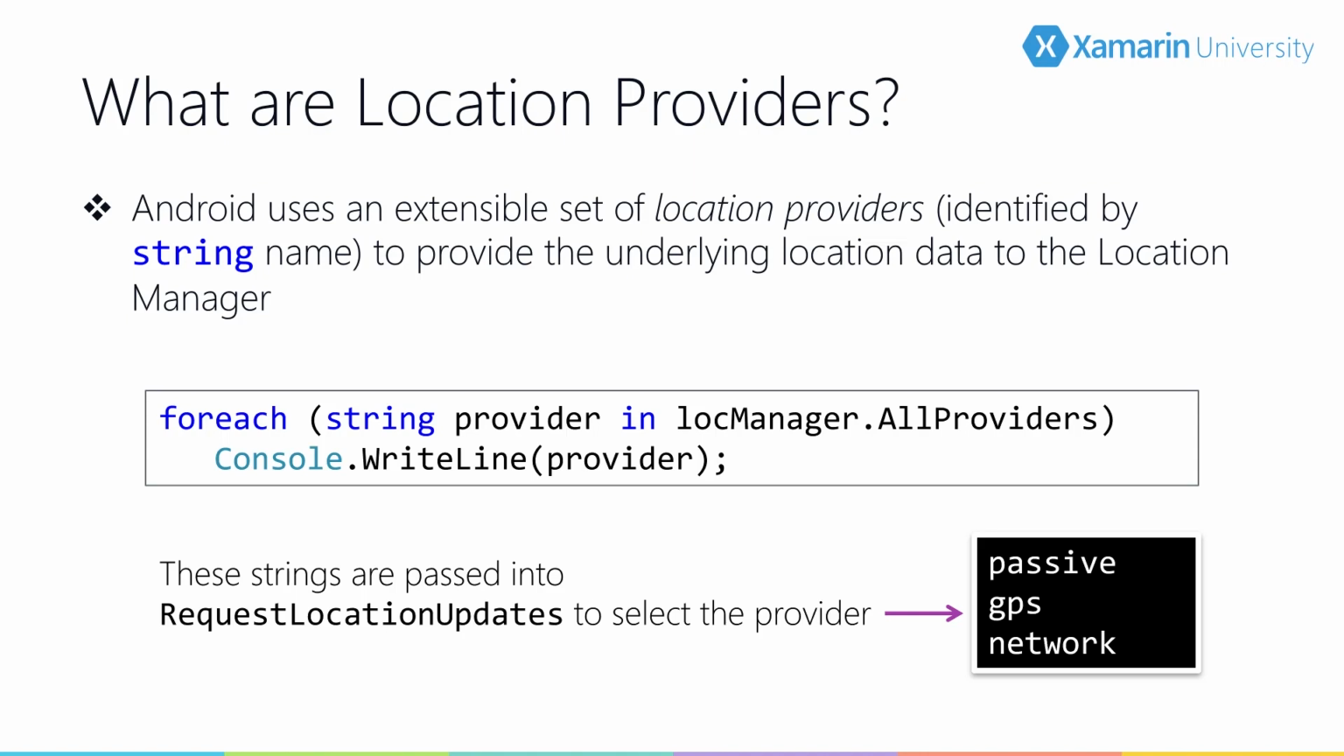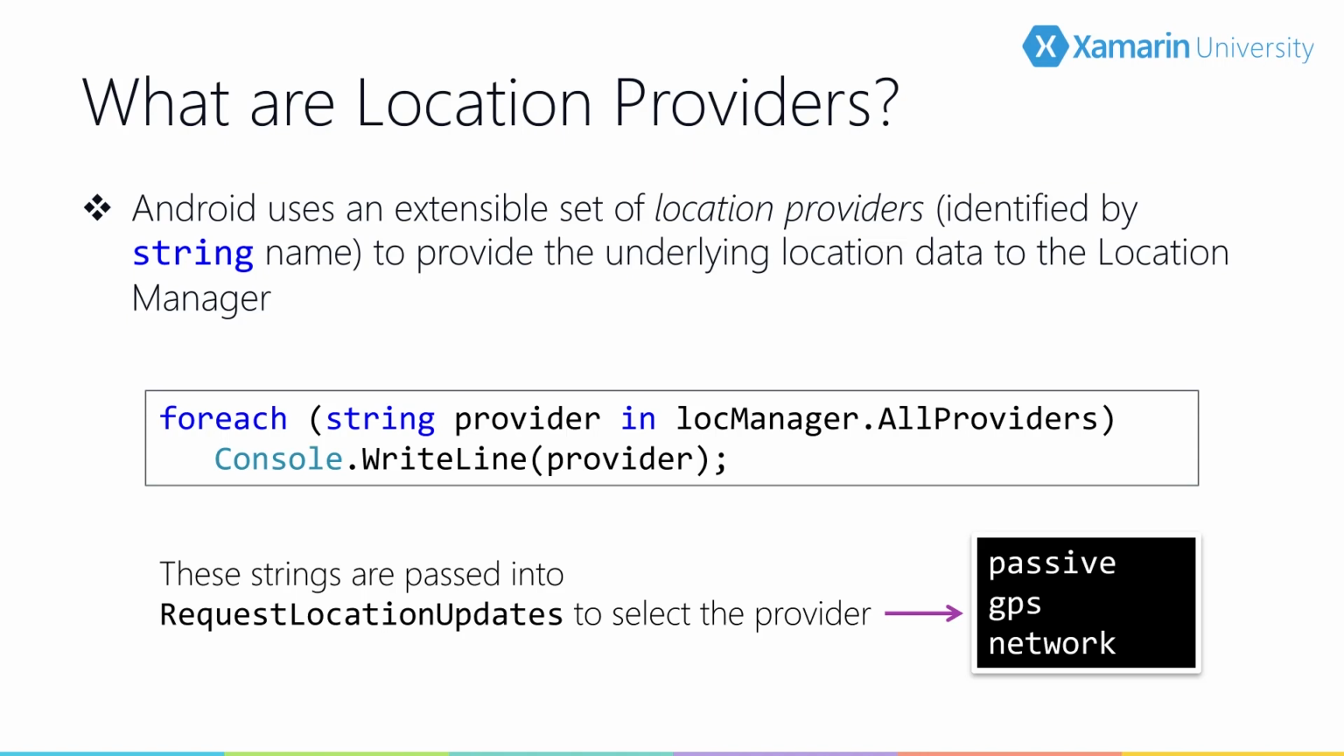The network provider determines location based on the availability of cell tower and Wi-Fi access points. The results are retrieved by means of a network lookup. This tends to be faster than GPS, and it works indoors, but it's less accurate. This requires either the coarse location or the fine location permissions.